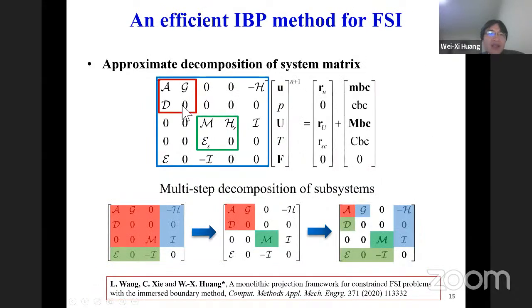And then we consider the fluid structure interaction. This is the fluid part, and we also combine the structure solver. In the structure solver, we can also consider constraints, like the inextensibility condition, and to efficiently solve this big system, we also develop a multi-step decomposition. First, we decouple the pressure from the system.